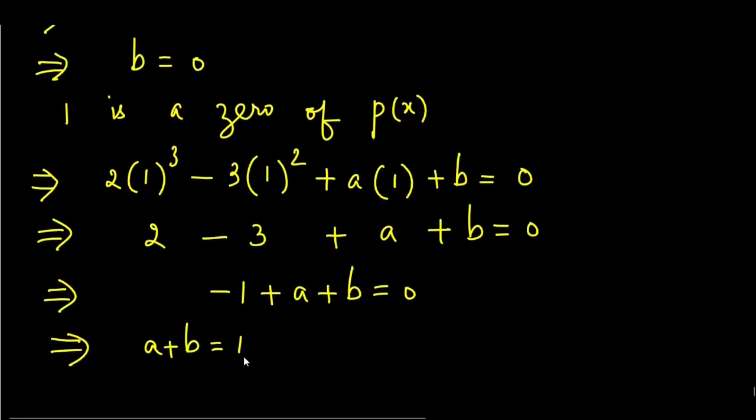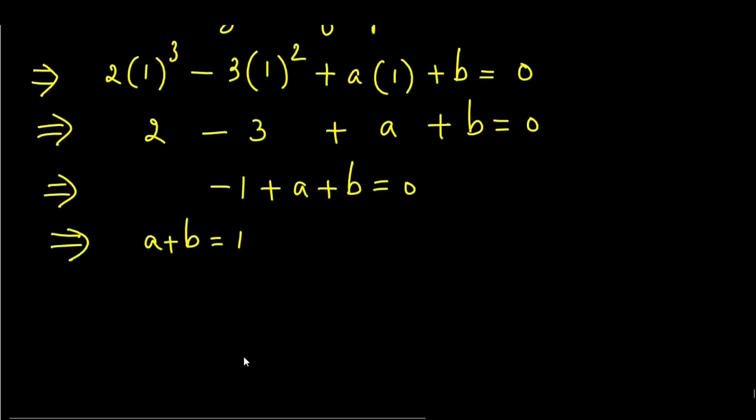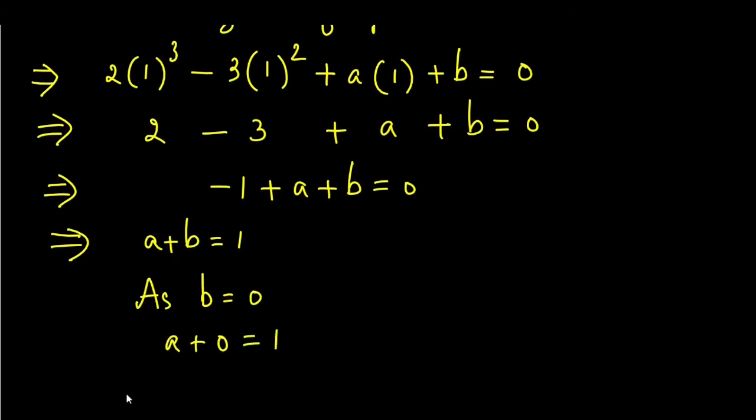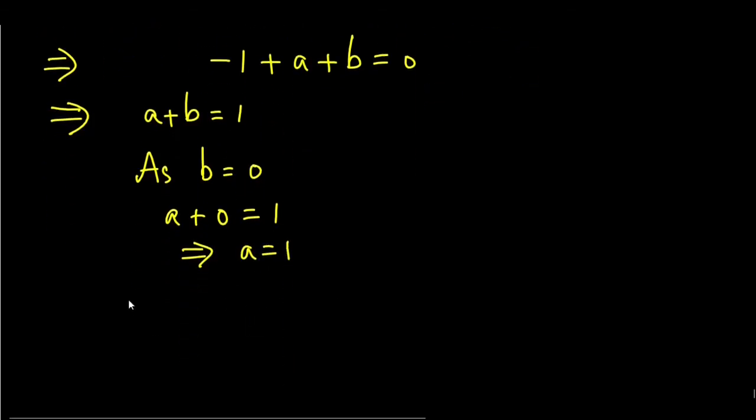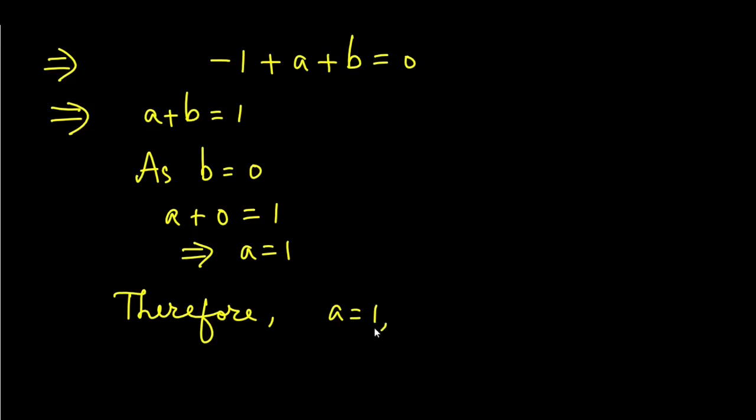We have already found b as b is equal to 0. A plus 0 is equal to 1, implies a is equal to 1. Therefore, a is equal to 1, b is equal to 0.